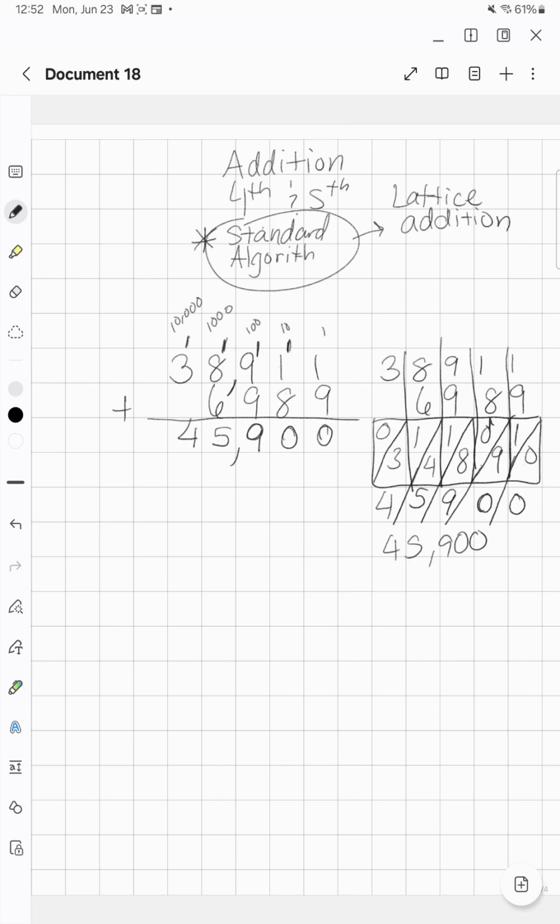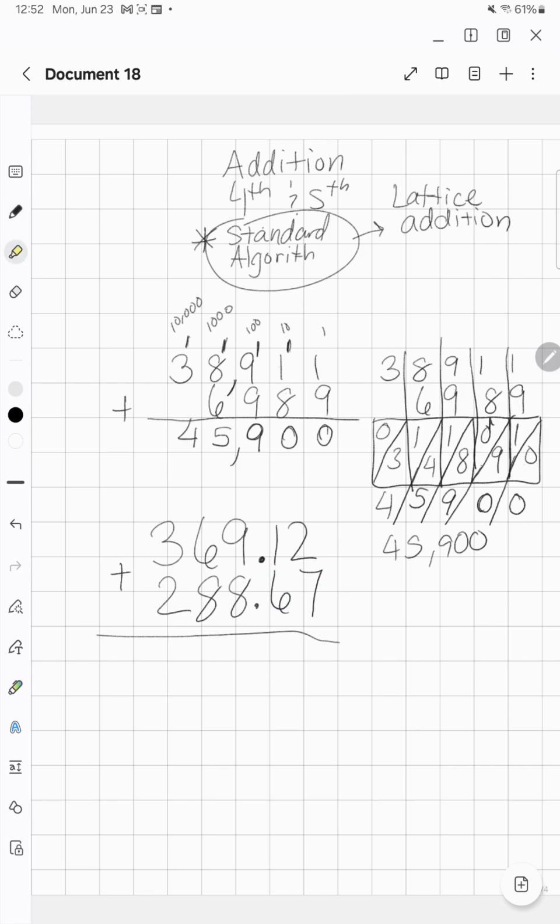Now I'm going to show you with a decimal, because in 5th grade you have decimals, but really it's like the exact same thing. The only difference is where the decimal is, you just bring it down. So if I said 369 and 12 hundredths, or you could say $369.12 plus $288.67. Well, adding it, notice the decimal starts right next to the hundreds place, so that means that it's just going to bring it down wherever you add it.